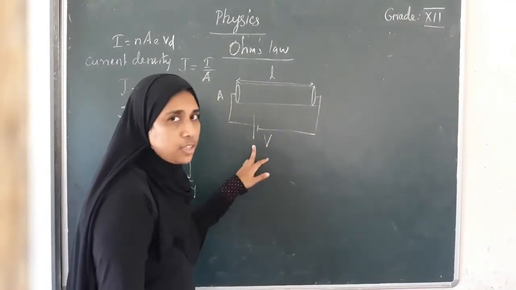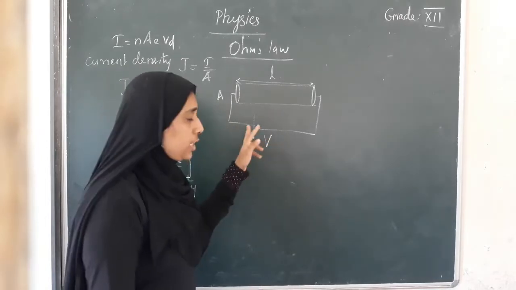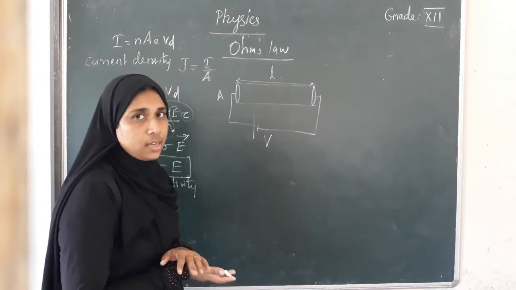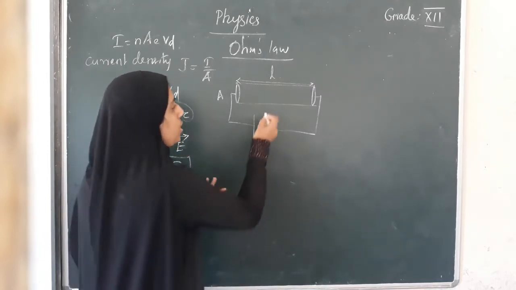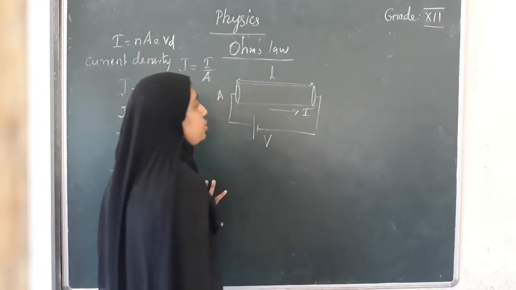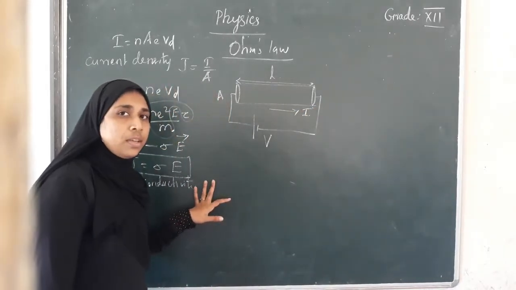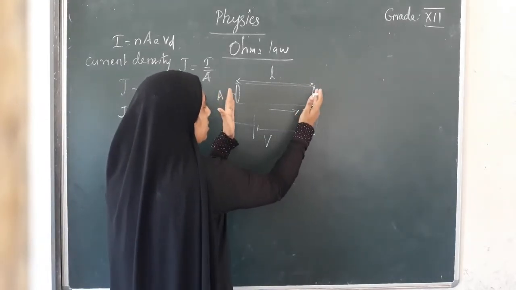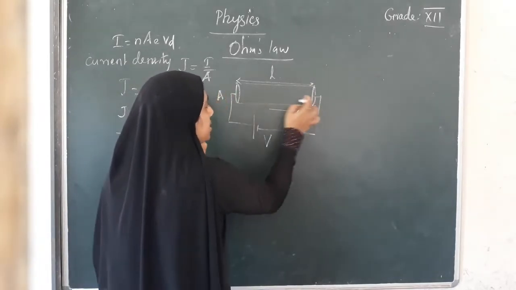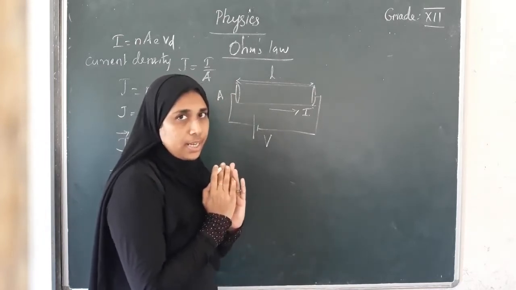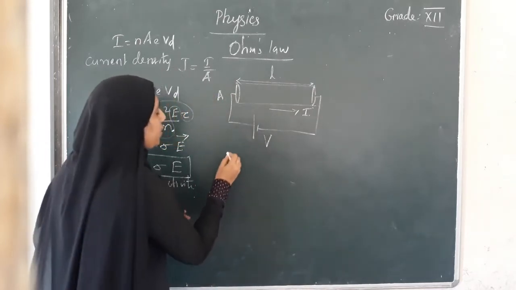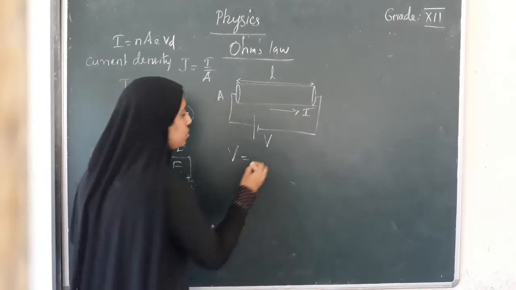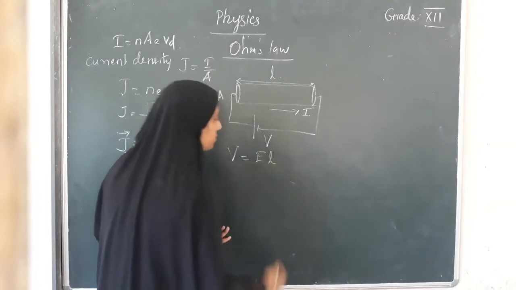When there is no electric field, there will be no current. When the electric field is applied, the electrons will drift towards one side with the drift velocity v_d. Hence current is produced. Now consider the electric field in the conductor is uniform for the entire length. Then we can write the expression for potential V equal to E into L.